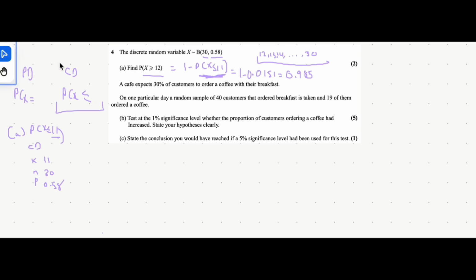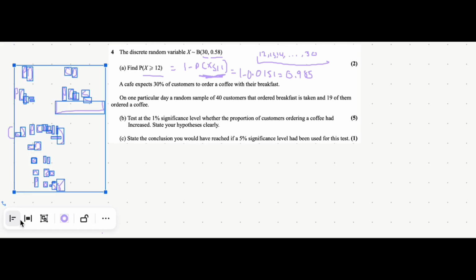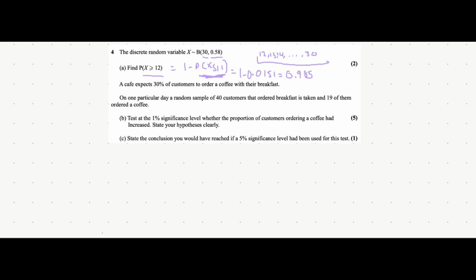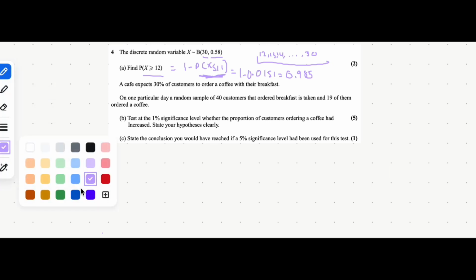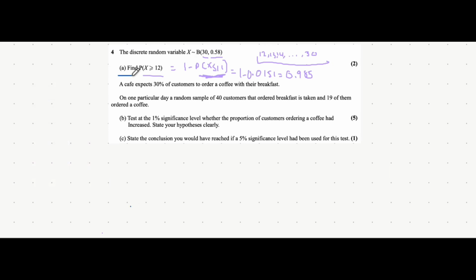So I'm just going to rub some of this out so we have space for the hypothesis test. But yeah, let's move on to part B of this question. If you'd like me to go through more like part A, just let me know.